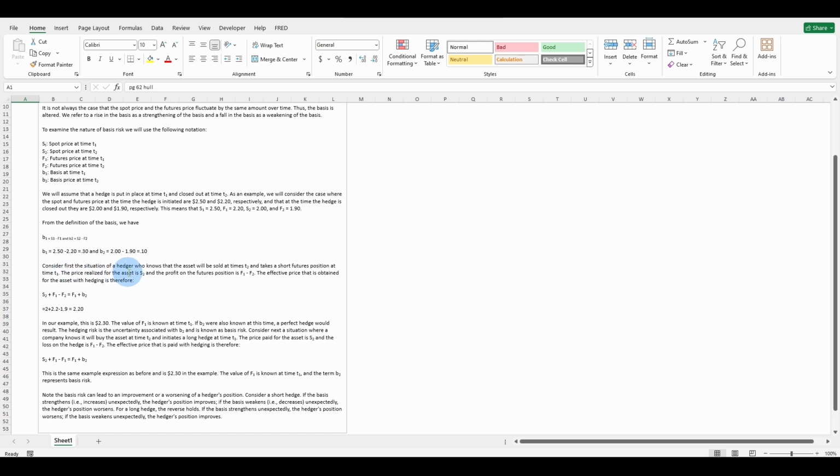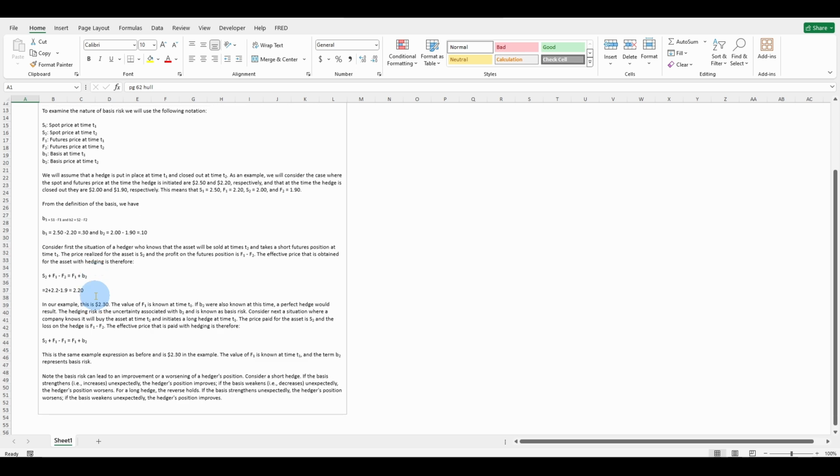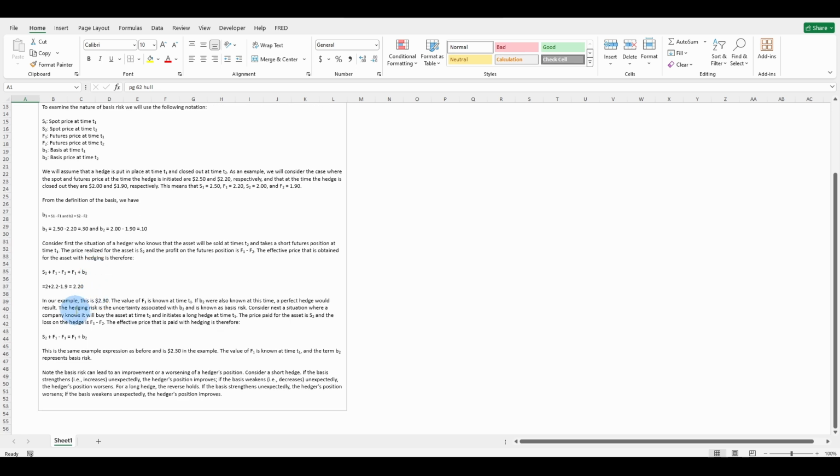Consider the situation of a hedger who knows the asset will be sold at time T2 and takes a short position at time T1. The price realized for the asset is S2, and the profit on the futures position is F1 minus F2. The effective price that is obtained for the asset with hedging is therefore S2 plus F1 minus F2 equals F1 plus B2. So we got 2 plus 2.20 minus 1.90 equals 2.20 plus 0.10. In our example, this is 2.30.